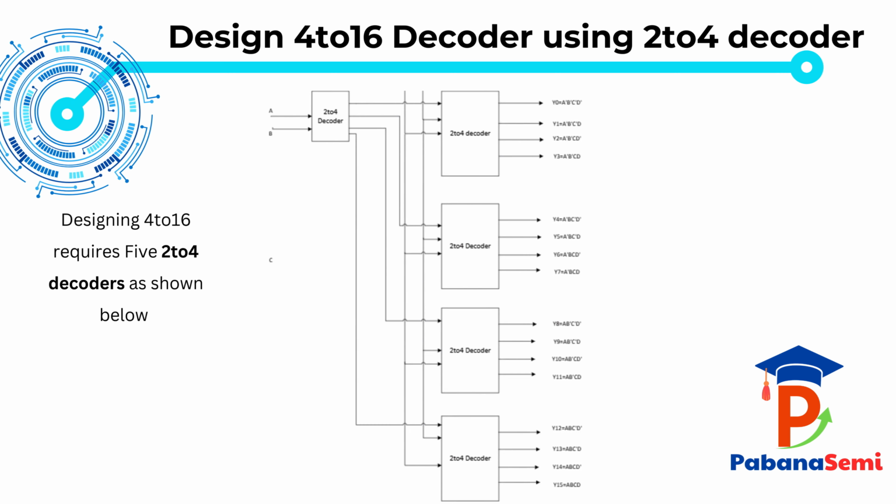So the logic is AB selects the group, and CD selects the exact output line inside that group. This way, for every input combination, exactly one output becomes active, maintaining the one-hot property. And that's why a 4 to 16 decoder can be efficiently built using 5 2 to 4 decoders.